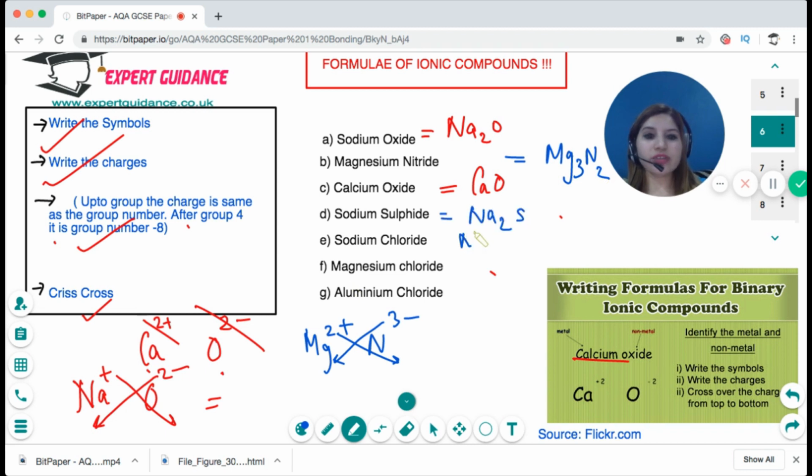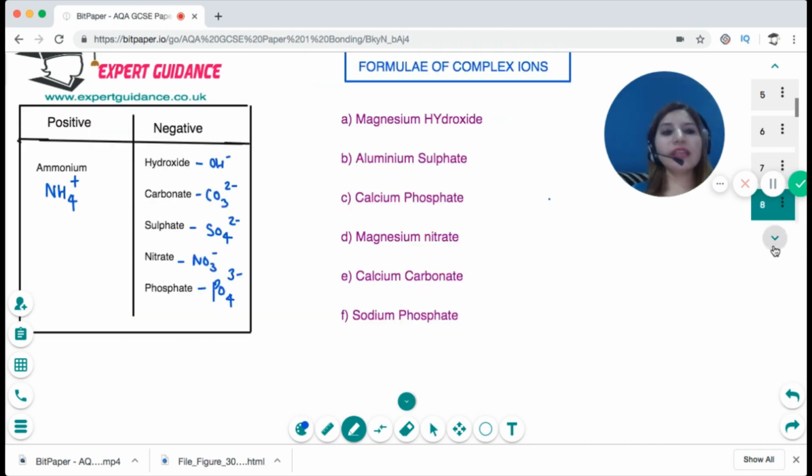and then you should get sodium sulfide to be Na2S, sodium chloride to be NaCl, magnesium chloride to be MgCl2, and aluminium chloride to be AlCl3. Okay, now these are all the symbols that you can get from your periodic table. However, there are some complex ions which you do not get from the periodic table. You need to remember their charges.